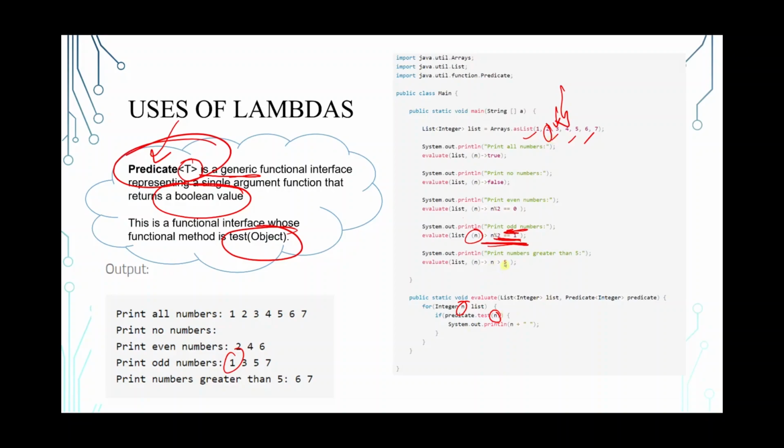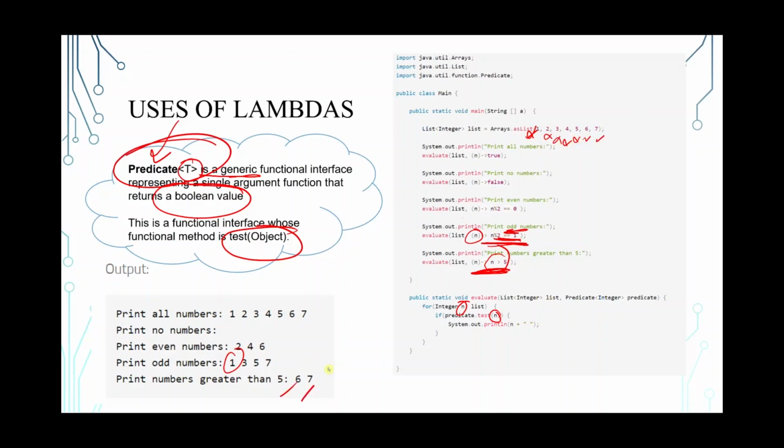For the last one, print only the elements greater than 5. Is the element greater than 5? Try those. 1 greater than 5, no. 2 greater than 5, no. 3, 4, 5, no. Then 6 and 7, yes, print them.